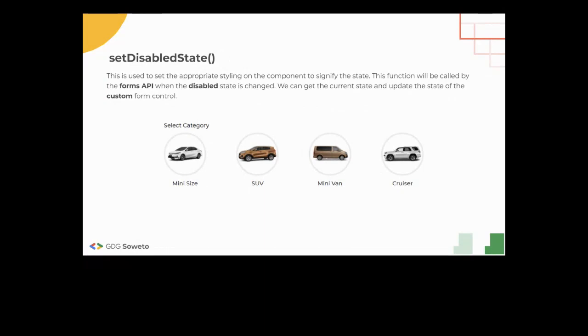The last method is setDisabledState. This is a boolean state provided by the interface. We can use this value for maintaining the disabled state with the styling part. For example, if I want to reduce the opacity of any of the categories, we can take help of this setDisabledState here.